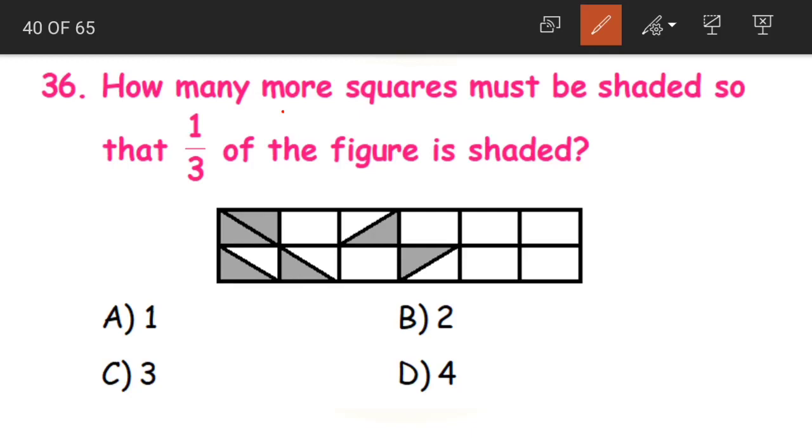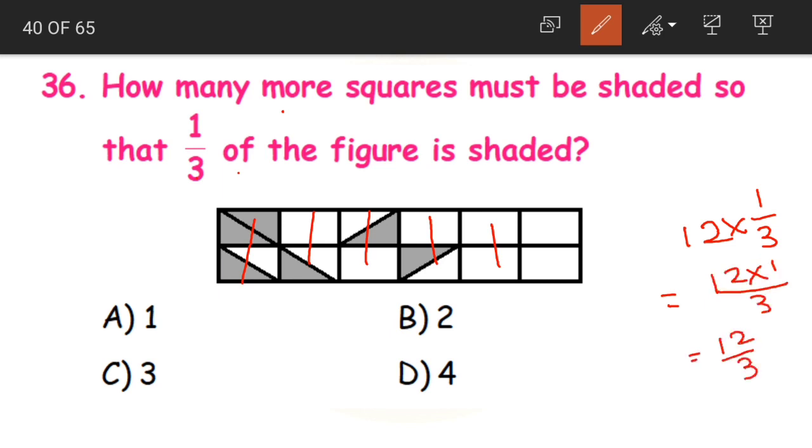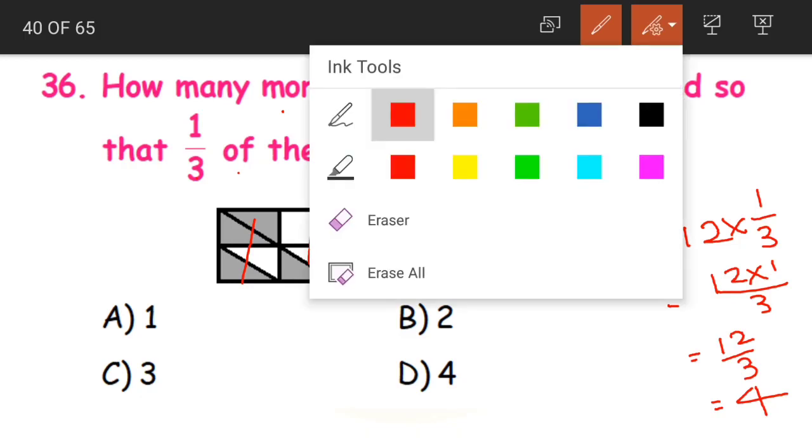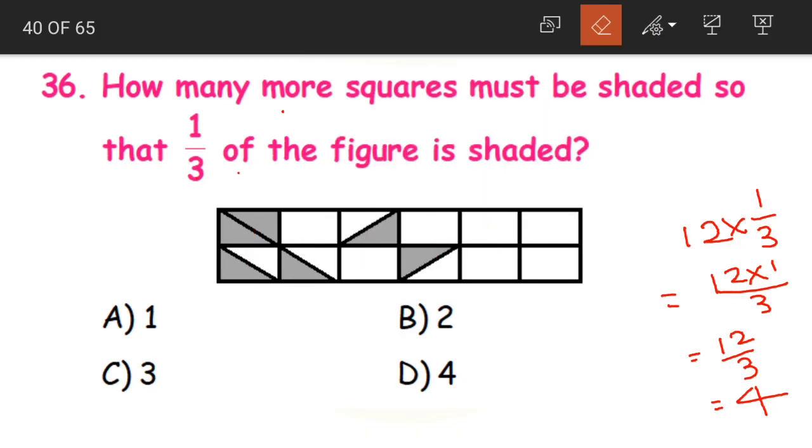First, let us count the number of squares. We have 1, 2, 3, 4, 5, 6, 7, 8, 9, 10, 11, 12. From the 12, 1/3 of 12 is to be shaded. If you remember, of here means we have to multiply. When we multiply, we have 12 into 1 divided by 3 is equal to 12 divided by 3 is equal to 4. That means 4 squares here have to be shaded so that 1/3 of the figure is shaded.